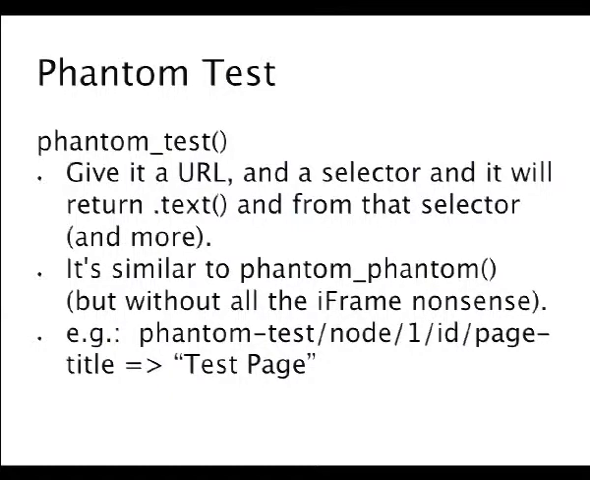It is similar to Phantom, but we don't have to do any of that iframe nonsense because we're not so concerned here about the height and width of the page. We'll just let WebKit render the page however it feels like. And essentially what you do is, this is how the URL path is set up. Phantom test, this is the path that you want to actually test. You want to test a DOM ID, and the DOM ID of page title equals test page, and see what that gives you, what the value is for that.